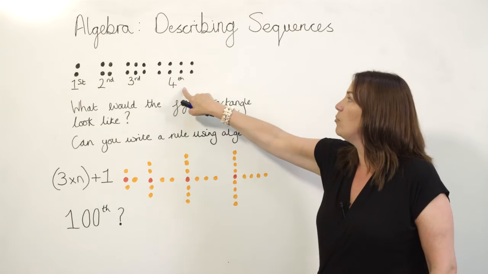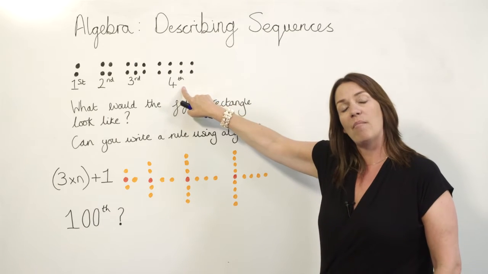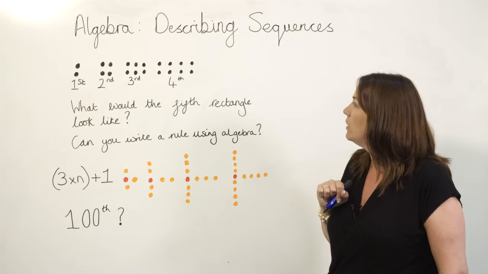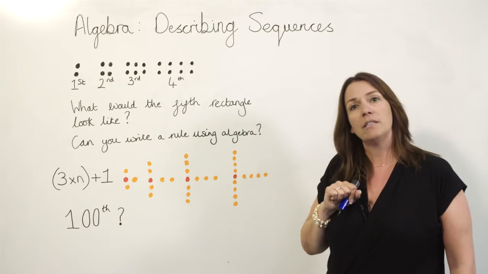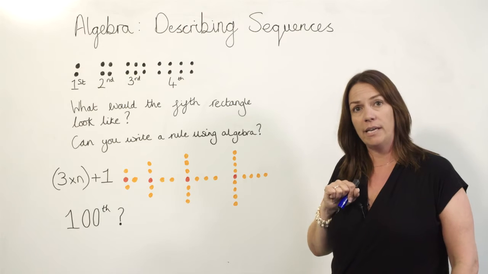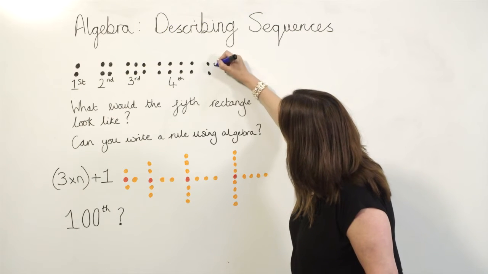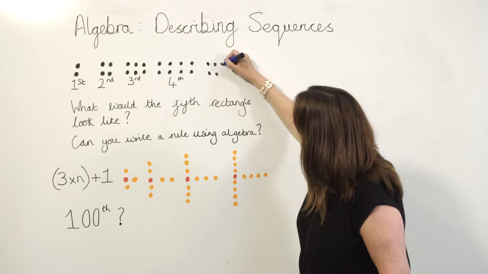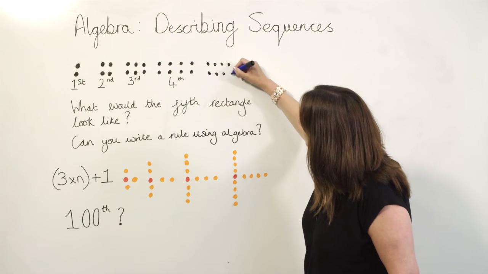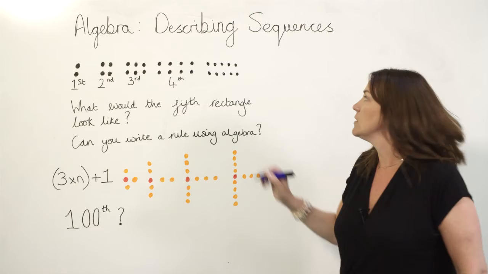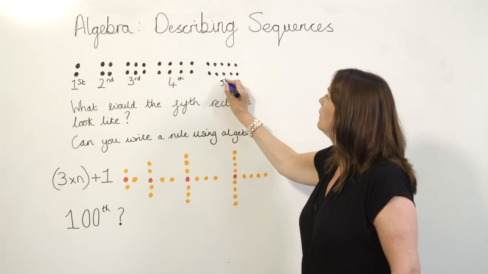And the link between the number in the sequence is that if you multiply that by 2, it tells you the number of dots. So for the fifth one in our sequence, we know that we need to multiply 5 by 2, so we need 10 dots. So we've got 1, 2, 3, 4, 5, 6, 7, 8, 9, 10. And then that gives us our fifth sequence.